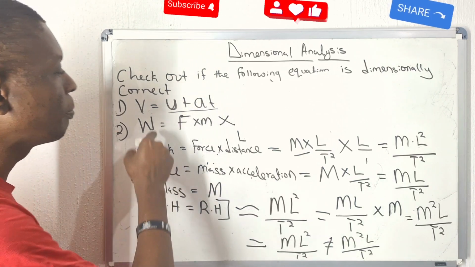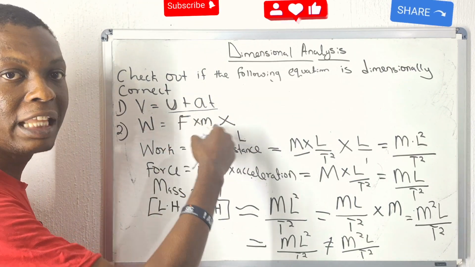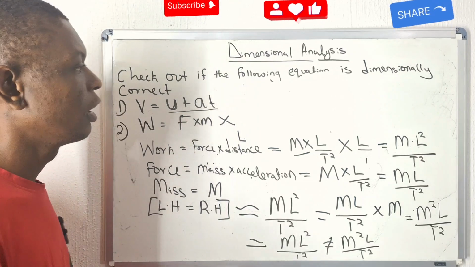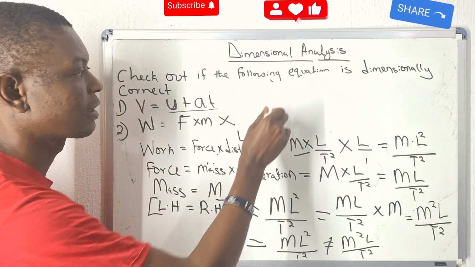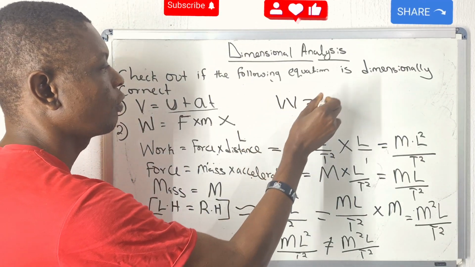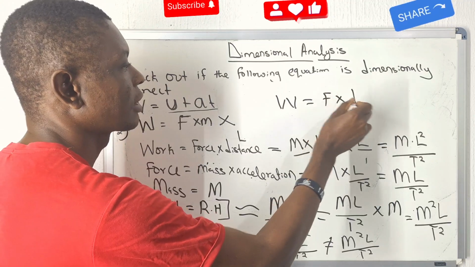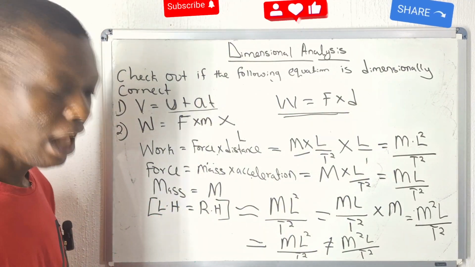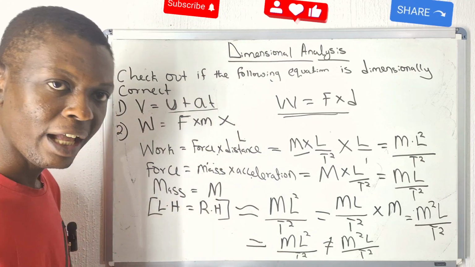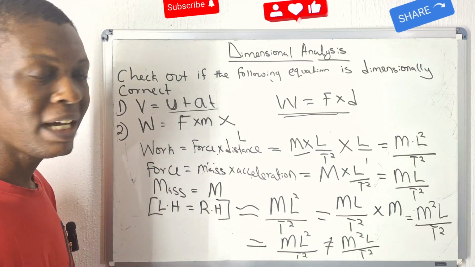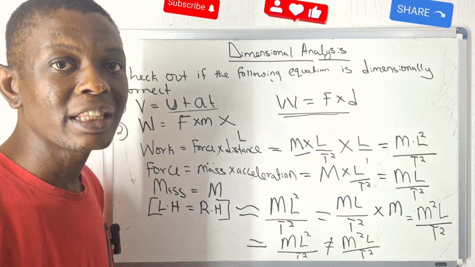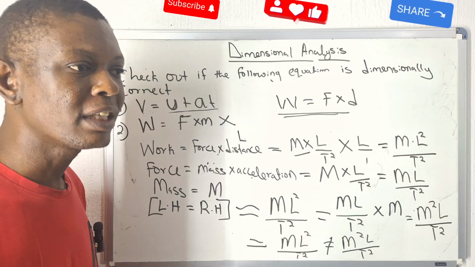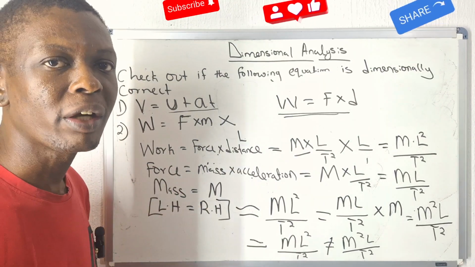So there is a correction needed for this formula to be stable. Please, try this yourself: work is equal to force times distance, and see if you will get the correct answer. I believe you must have mastered dimensional analysis now, and anytime you see any challenge related to it, you will be able to answer it without any difficulty.